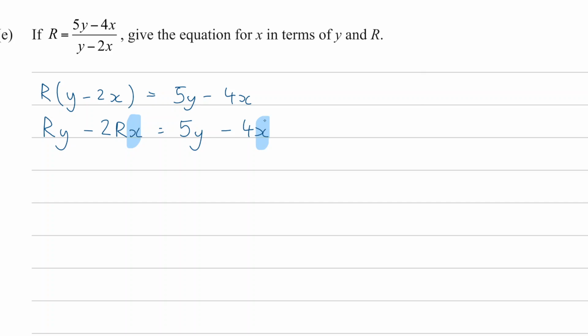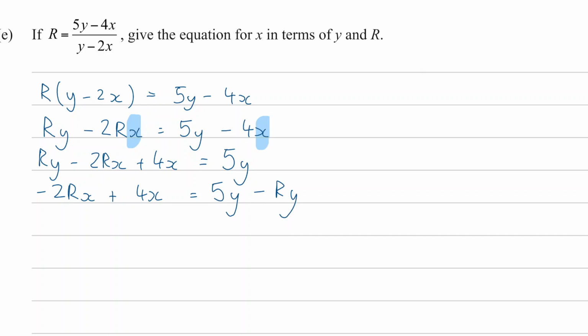So I will add 4x to both sides to bring this term across. So we'll have ry minus 2rx plus 4x. And then on the right side, we're just left with 5y because we added 4x, and minus 4x plus 4x is 0. Now I want this r times y on the right-hand side, so I'll minus r times y from both sides. So on the left, we have minus 2rx plus 4x. On the right, we have the 5y still, and we've subtracted ry.